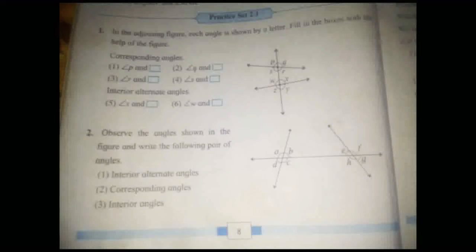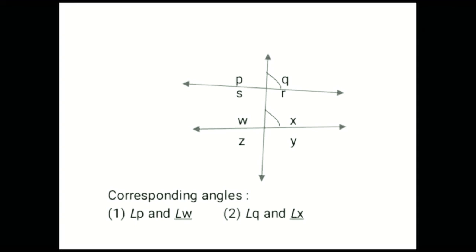Next one, angle Q and dash. Angle Q is here. Angle Q is corresponding to which angle? Angle Q is on the right side. Angle Q is corresponding to angle X. Angle Q is on the first line. Angle X is on the second line, but their direction is same. So correct answer is angle Q and angle X.